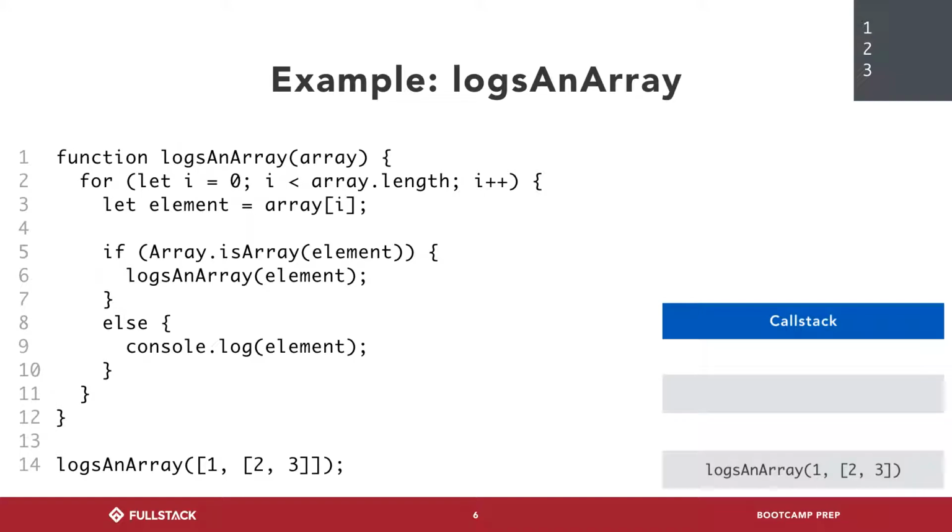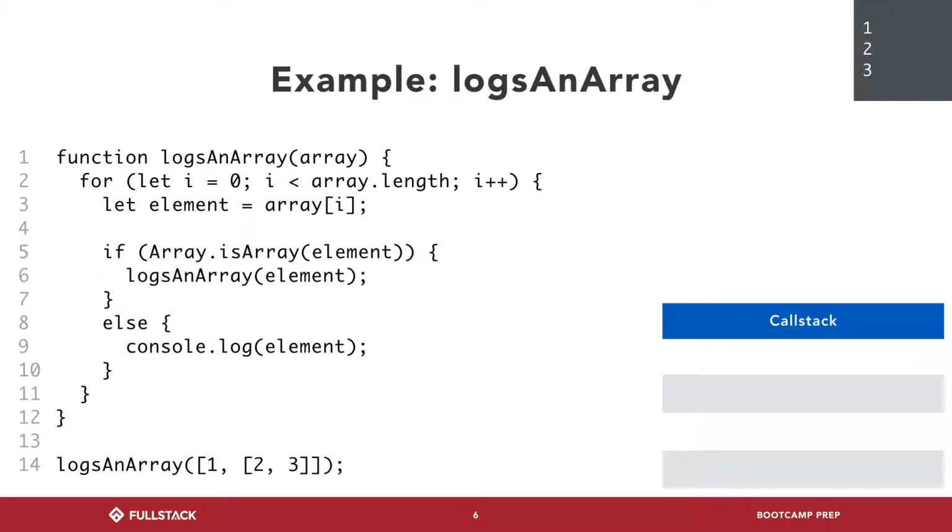It's 2, right? This was the 0th index. This was the first index. I've just resolved this. So it's 1++, which is 2. And then now I'm asking, is 2 less than 2? No, it's not. So this for loop finishes, and I can also finish out this logsAnArray.